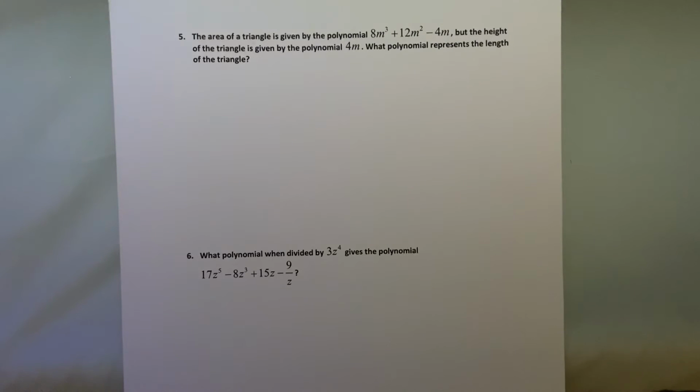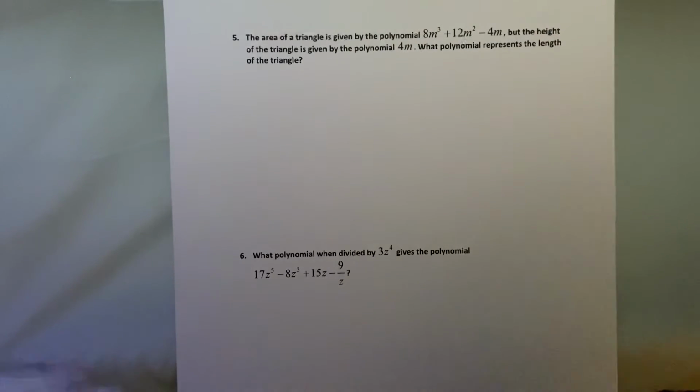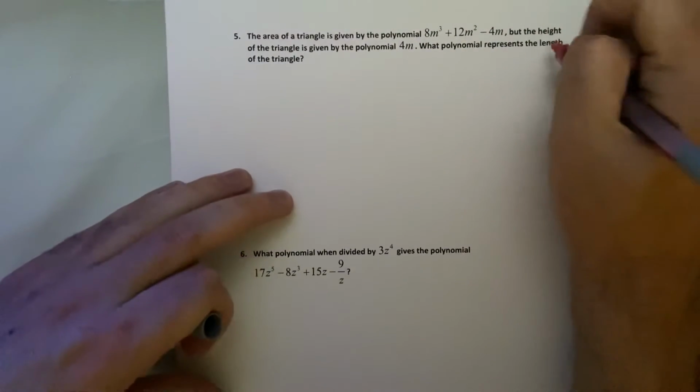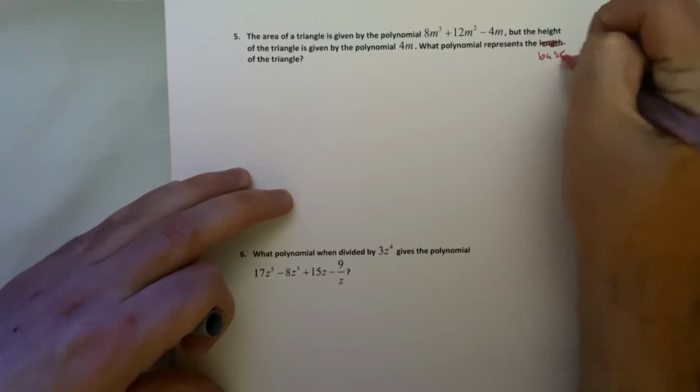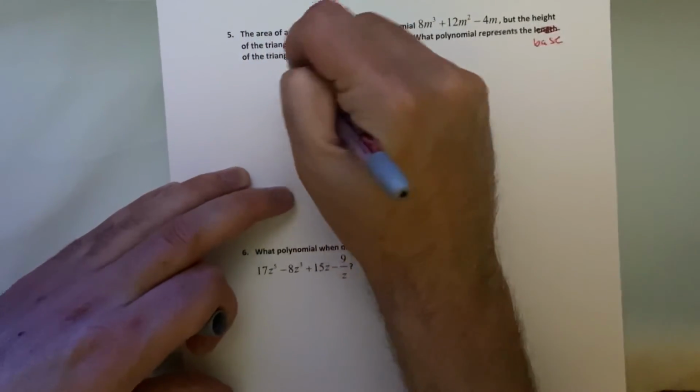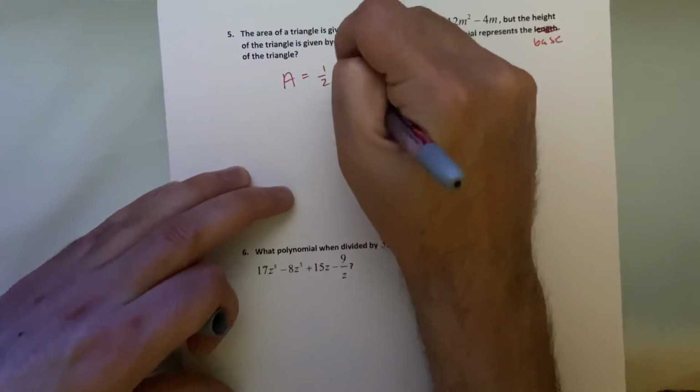Now, in addition to this, we have some word problems that use the same idea. The area of a triangle is given by the polynomial 8m cubed plus 12m squared minus 4m, and the height is given by the polynomial 4m. What polynomial represents the length? So we'll call it the base more appropriately. So remember, the area of a triangle is 1/2 base times height.